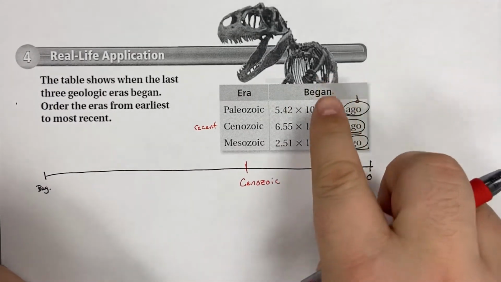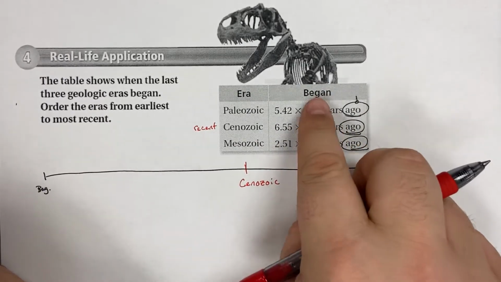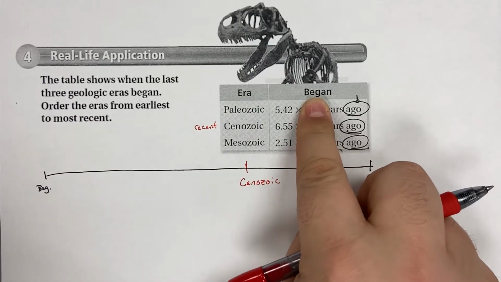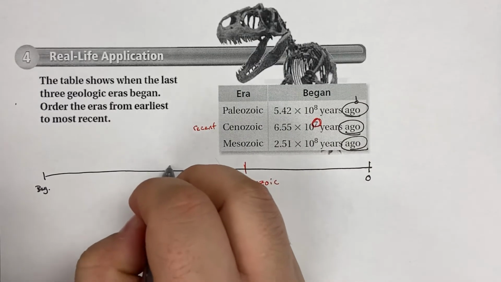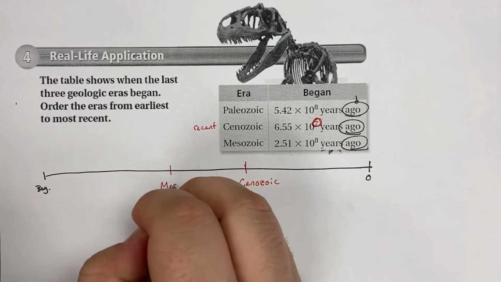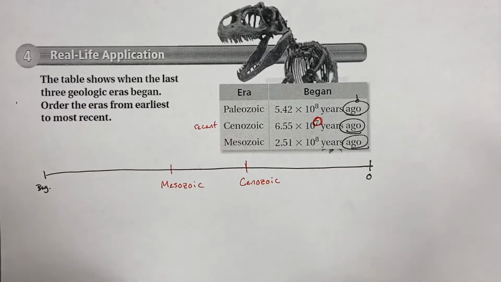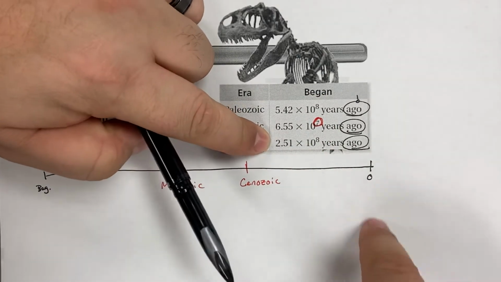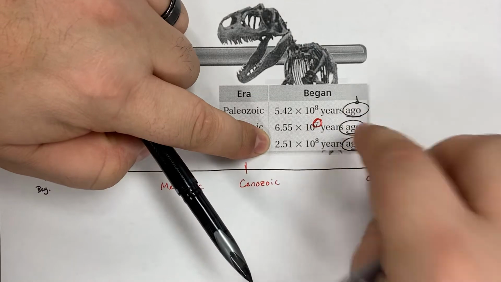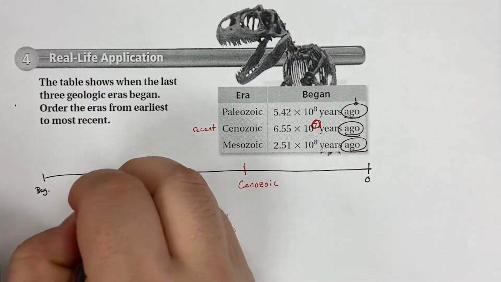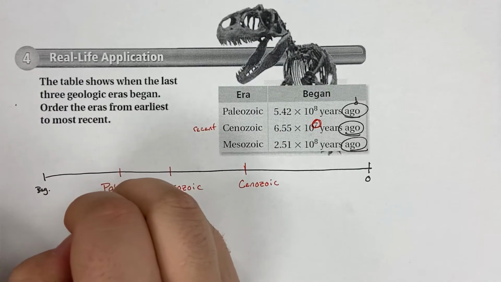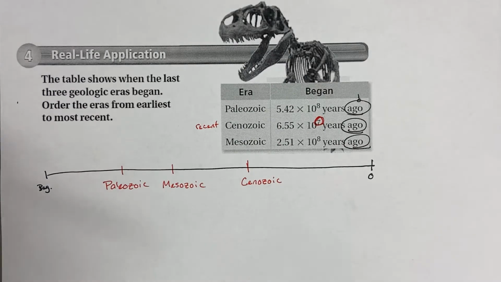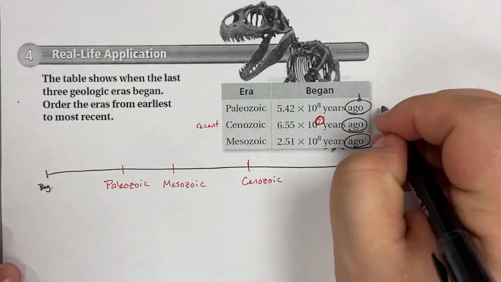This one's now out of the picture. So, since these two have 8s, these are going to be the same number, so we can act as if they kind of cancel out. So, the next number to be reached would be the Mesozoic era. And that's because 2.51 ago is sooner than 5.42 ago. So that means our 5.42 is somewhere around in here, our Paleozoic time frame.